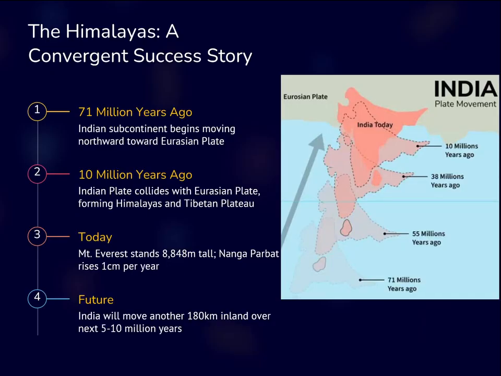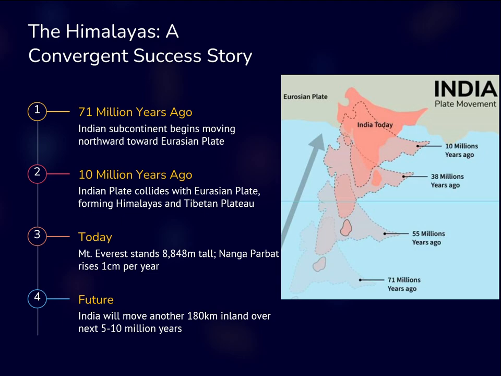The Himalayas give us a perfect example of convergent boundaries. About 71 million years ago, the Indian plate began drifting northward. Then, about 10 million years ago, it collided with the Eurasian plate. This collision did not involve subduction, because both plates carried continental crust. So, instead of subduction, the crust was compressed, folded, and then uplifted, creating the Himalayan mountains and the Tibetan plateau.